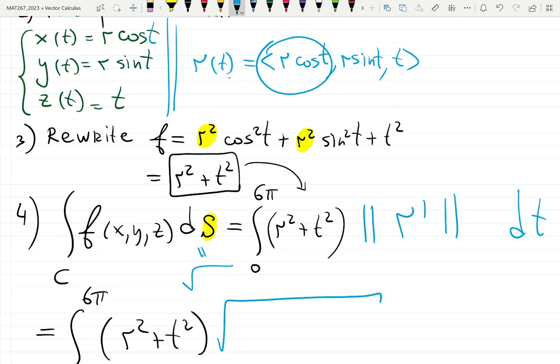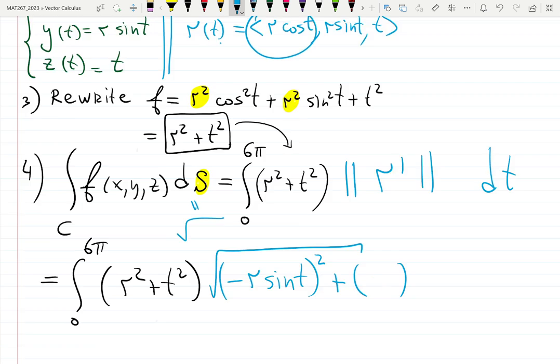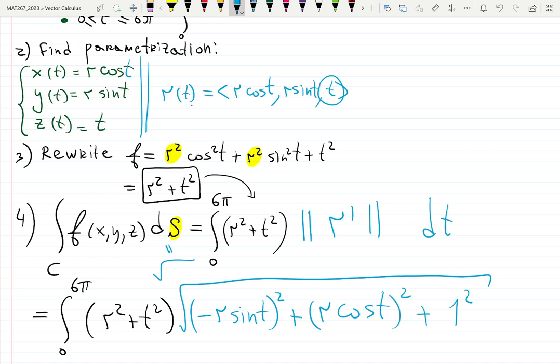R cosine t gives you minus r sine t. The minus doesn't matter, it's going to get squared anyways. Sine t squared plus derivative squared plus derivative squared. If you have 5-dimensional r, you will differentiate all of them and square all of them and add together. R sine t gives you r cosine t squared, and the last derivative gives you what? 1 squared. Thank you. dt. Told you it's going to be huge.